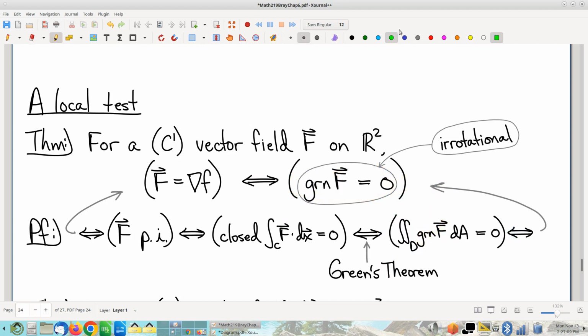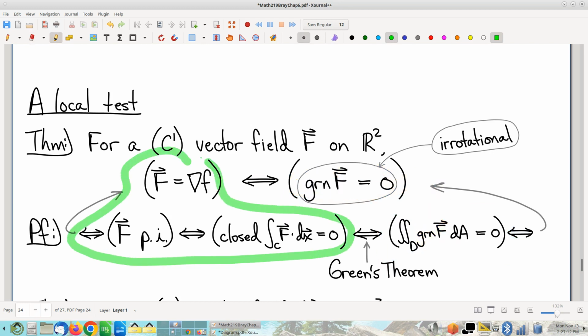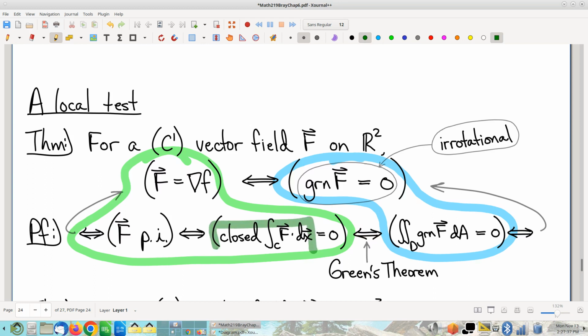And I like to separate this into, depending on how you look at it, let's say two groups of observations. These green observations are just observations about path independence. The equivalents of these two blue statements are just a statement about how double integrals work. And the thing that connects them is Green's theorem. So Green's theorem does the heavy lifting in making sense out of this test. How are we doing? Is everybody on board?